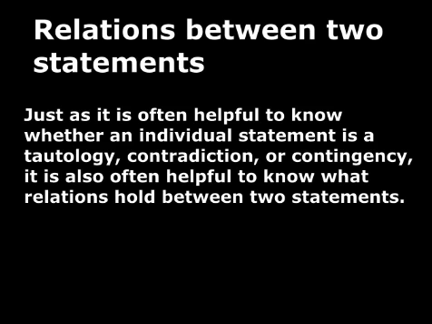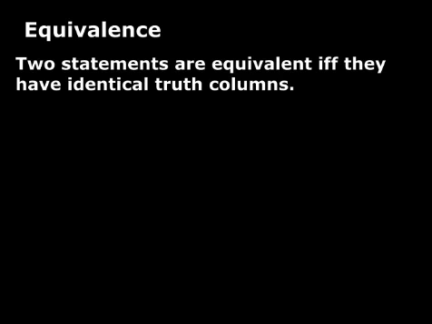So in a way, just as it's often helpful to know whether an individual statement is a tautology, a contradiction, or a contingency, it's also often helpful to know what relations hold between two statements. And the relations that we're going to be interested in are as follows. So the first relation is equivalence. And two statements are equivalent if and only if they have identical truth columns.